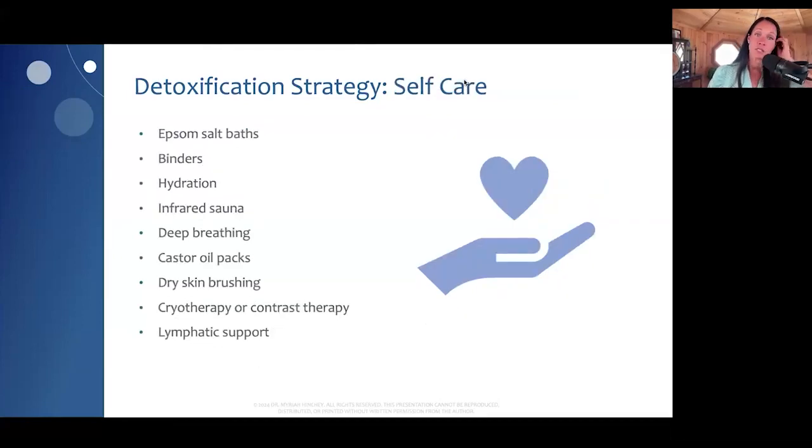So, further detoxification strategies. I love these because a lot of these are free. Epsom salts are very cheap. Epsom salt baths, making sure that you are hydrated, doing deep breathing exercises, doing dry skin brushing, doing contrast therapy between, let's say, hot and cold showers, or doing an ice plunge in your bath.